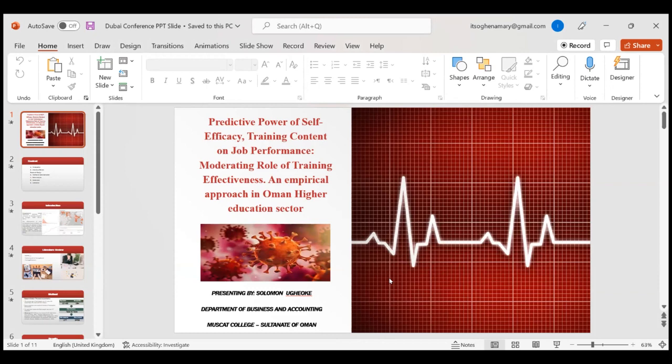I'm Solomon Uweoke from the Department of Business and Accounting, Muscat College in the Sultanate of Oman. I will be presenting on the predictive power of self-efficacy and training content on job performance, the moderating role of training effectiveness. This study was conducted in the higher education sector in Oman.